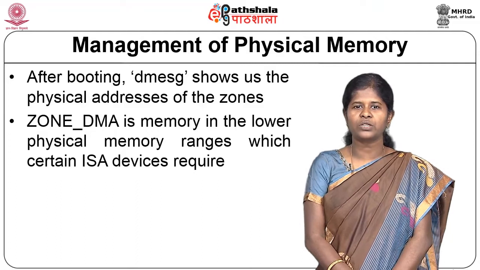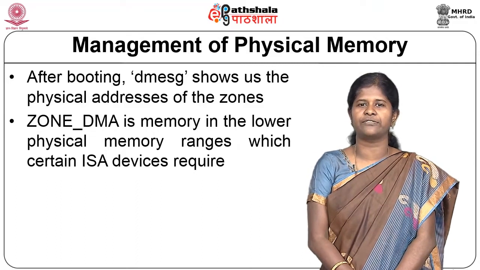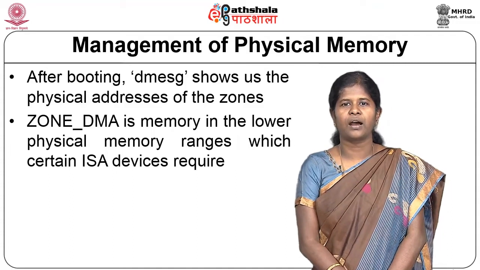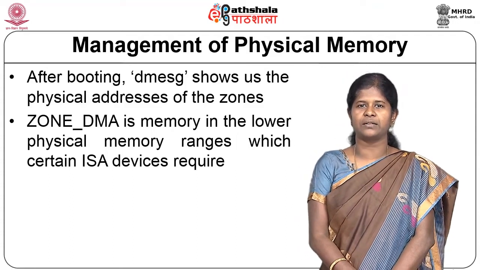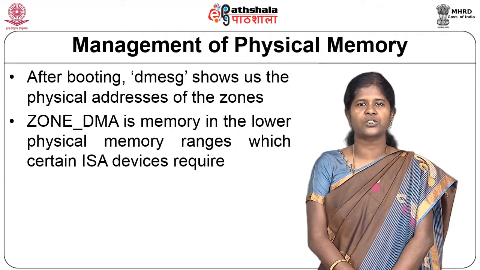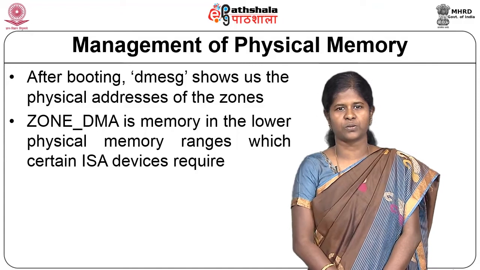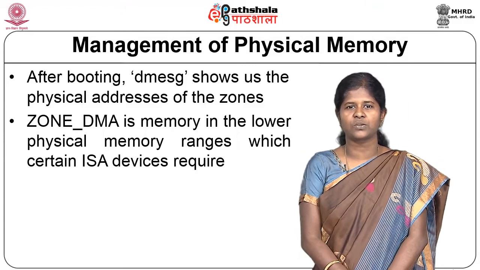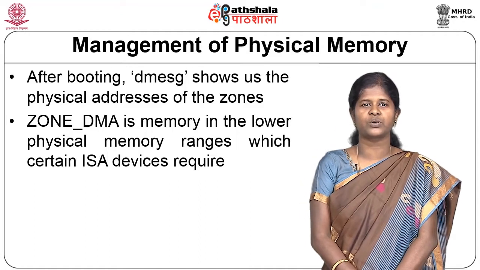If you want to see the physical addresses of the different zones that is supported in that particular machine, we can use the dmesg command. If this dmesg command is given after booting, it will show us the physical addresses of the different zones. So, now we will see one after the other the different zones, what each zone refer to.